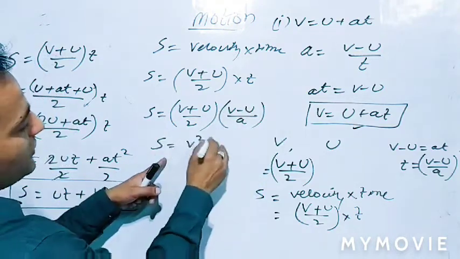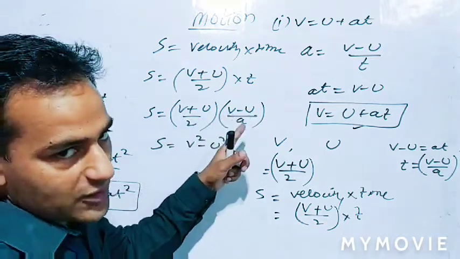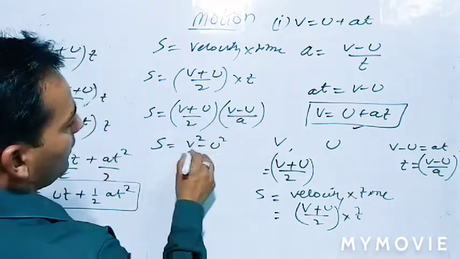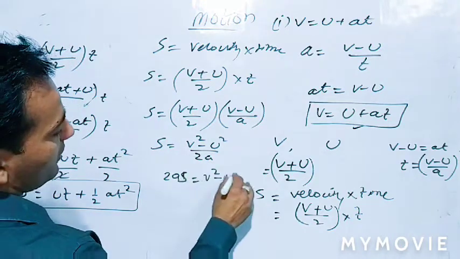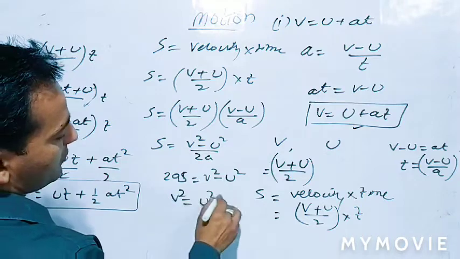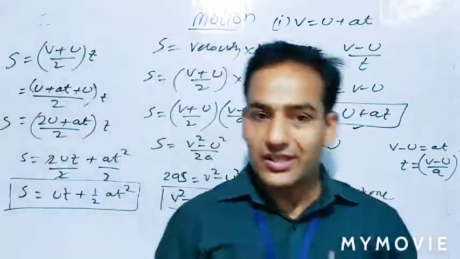s is equal to v square minus u square, by the help of a plus b, a minus b, that is a square minus b square, upon 2a. Cross multiply, 2as is equal to v square minus u square, or v square is equal to u square plus 2as. So these are the proofs of these three equations of motion.